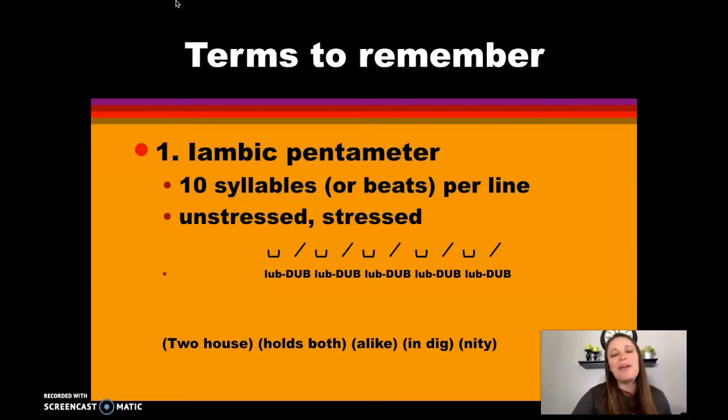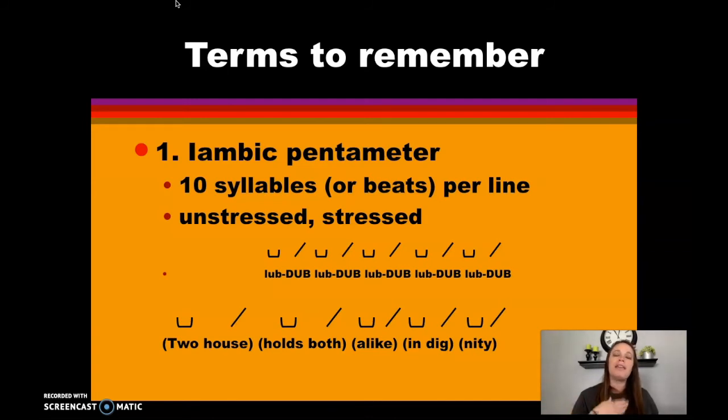I didn't do that very well, but you guys get the idea. So again, if we were to mark this bottom line, which is the very first line of the prologue of Romeo and Juliet, it says, "Two households, both alike in dignity." Okay, and so you would mark it in that way.